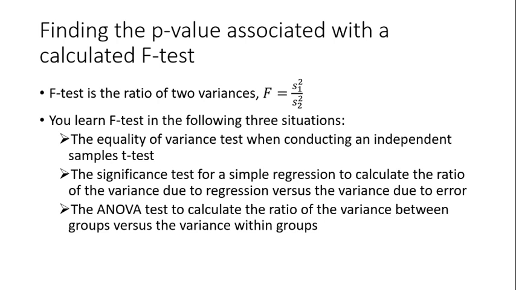In the most common cases, we will put the larger variance on top and the smaller variance at the bottom. Doing that is associated with a right-tail F-test, and it's also called the folded F-test. You learn the F-test in the following three situations. The first one is when we are conducting an independent sample t-test. Independent sample t-tests apply to two different groups of people or subjects.